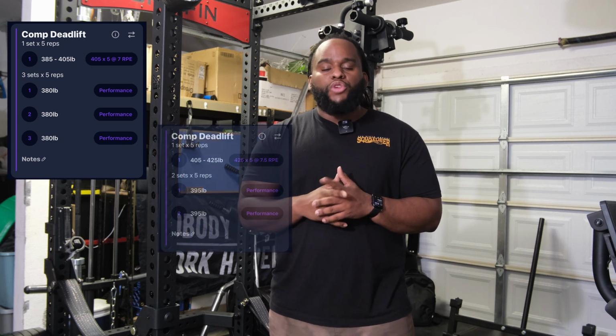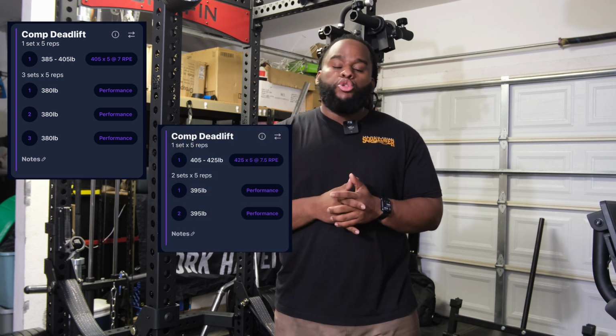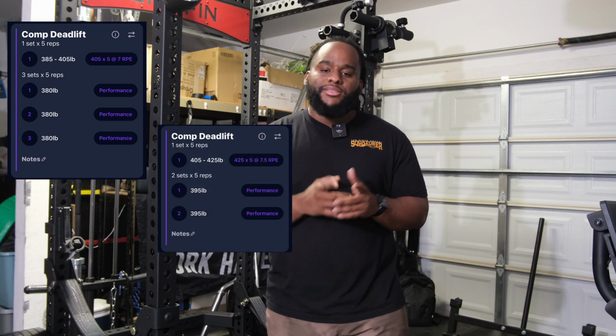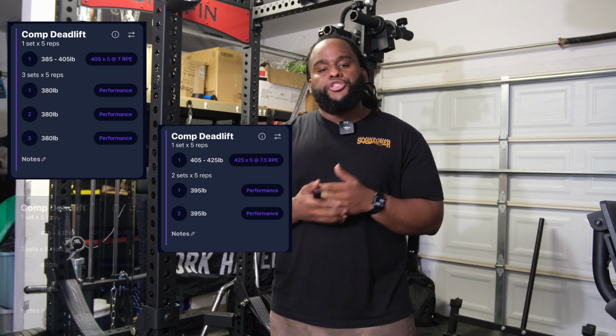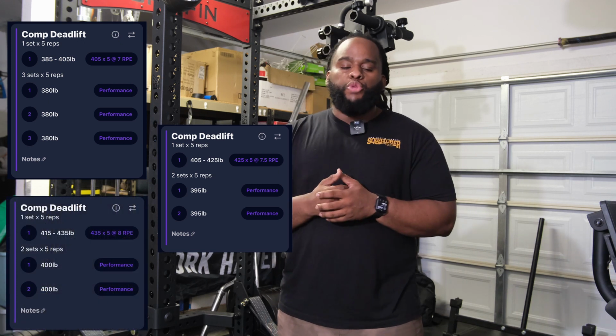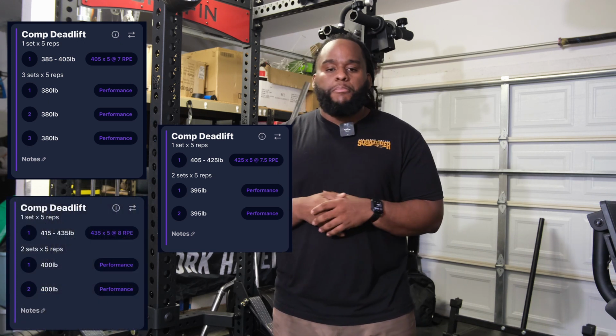All the deadlifts started off with the 1x5. The low gave me 405 pounds, followed by a 3x5 at 380 pounds. Moderate was 425, followed by a 2x5 at 395 pounds. And lastly, high intensity was 435 pounds with the 2x5 back off at 400 pounds.